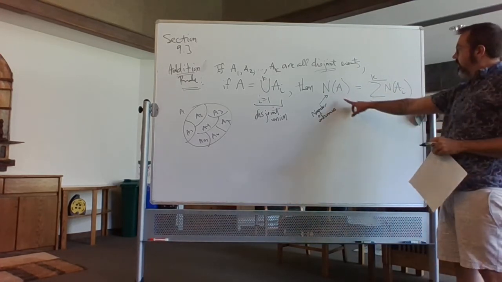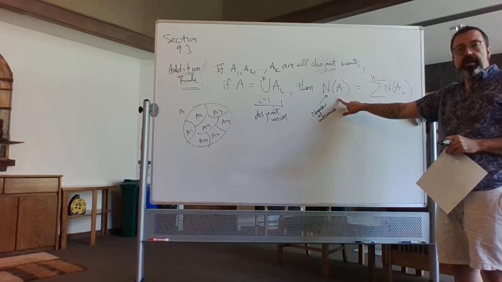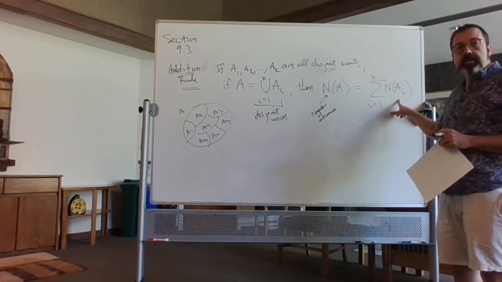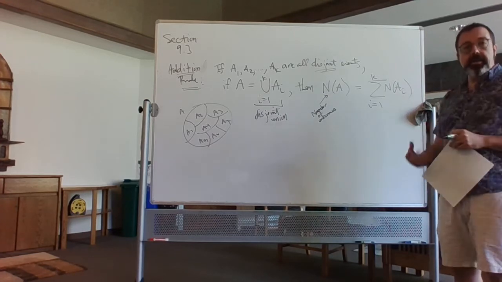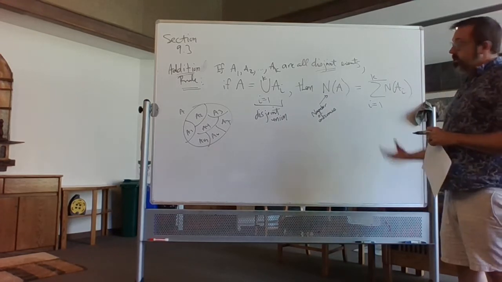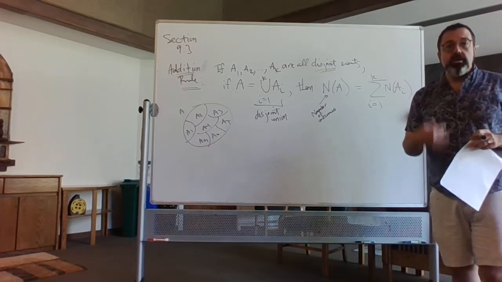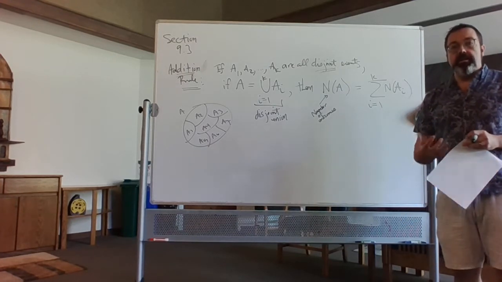So to get the total size, the total number of outcomes in event A, you just add up the number of outcomes in all of the sub-events, the little events A_i that go into A. This is it. This is the addition rule. And we use this subconsciously when we're counting things quite often.